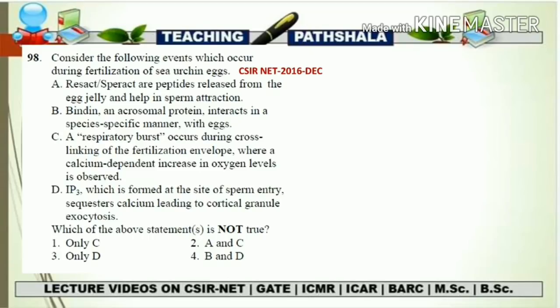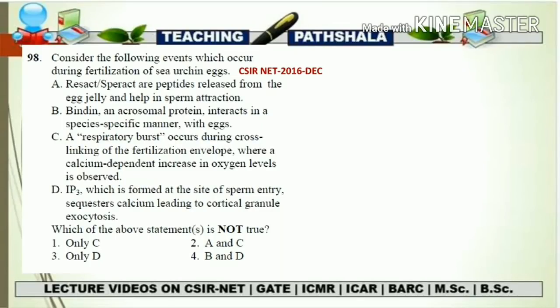So let's eliminate. The first statement is that resact or speract are the peptides released from the egg jelly and help in sperm attraction. So this statement is totally correct, because sometimes we call it resact or speract, and this used to act as a chemoattractant that has been secreted by the egg, and this used to attract the sperm. So this statement is totally correct.